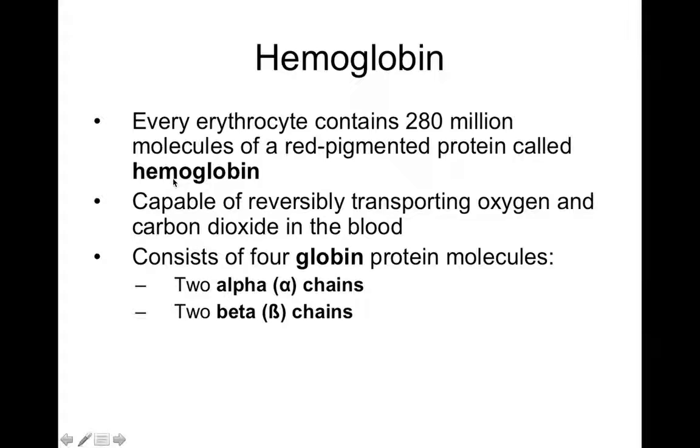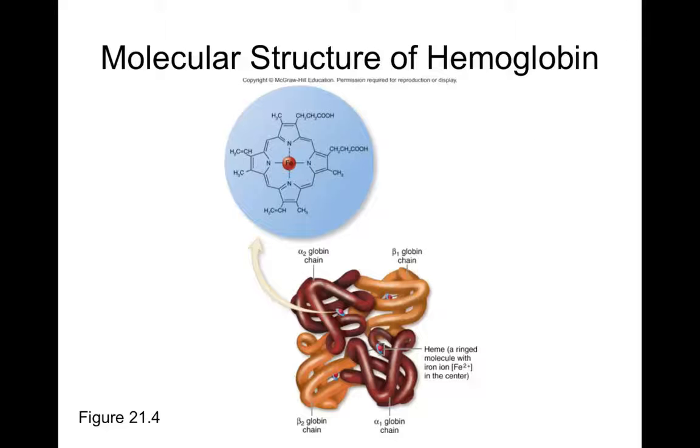Every hemoglobin molecule consists of 4 separate protein molecules. So we have 2 alpha chains and 2 beta chains. And those 4 separate proteins all clump together to form one hemoglobin molecule. So if we look at this, you can see the alpha chains and the beta chains. Now at the center of each globin chain, you find a heme group.